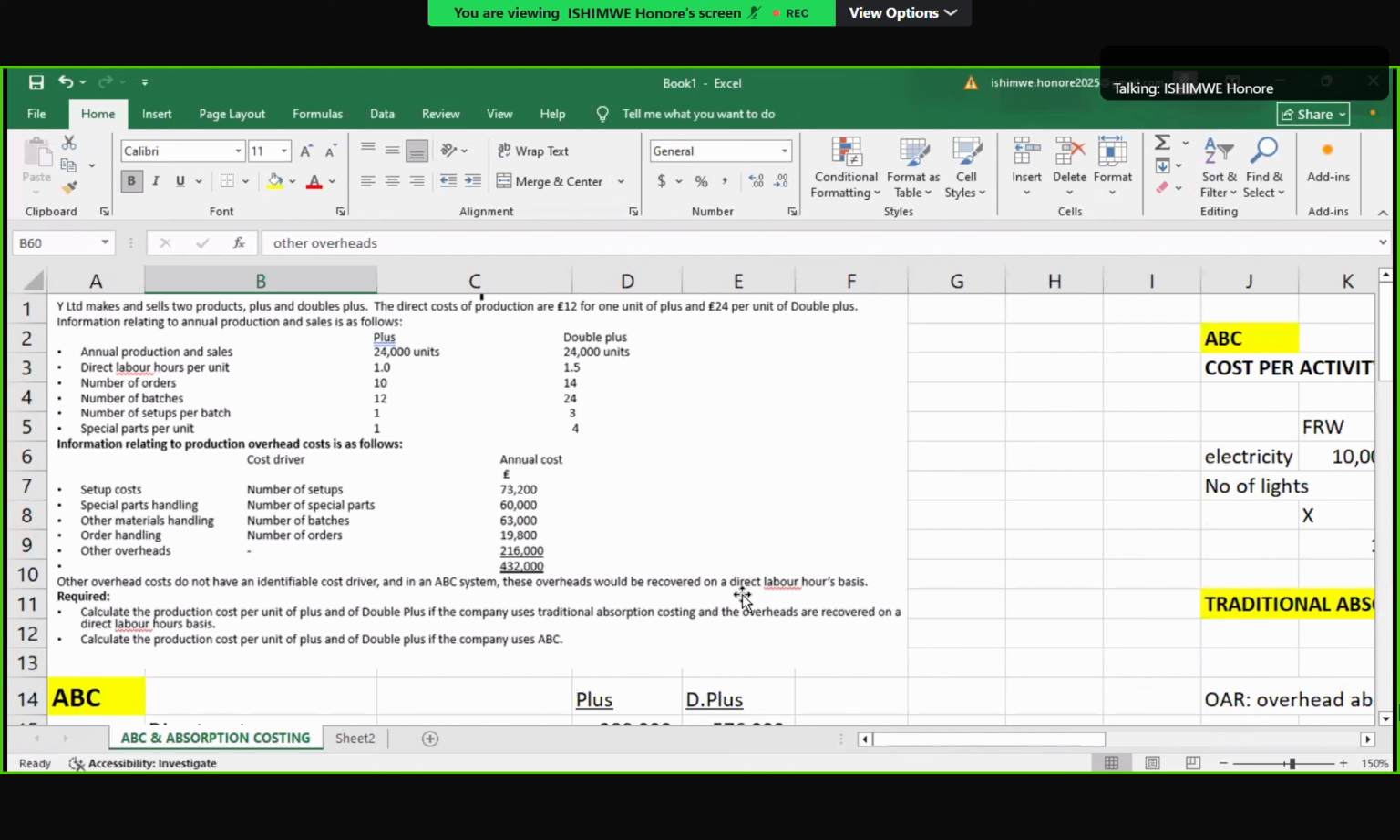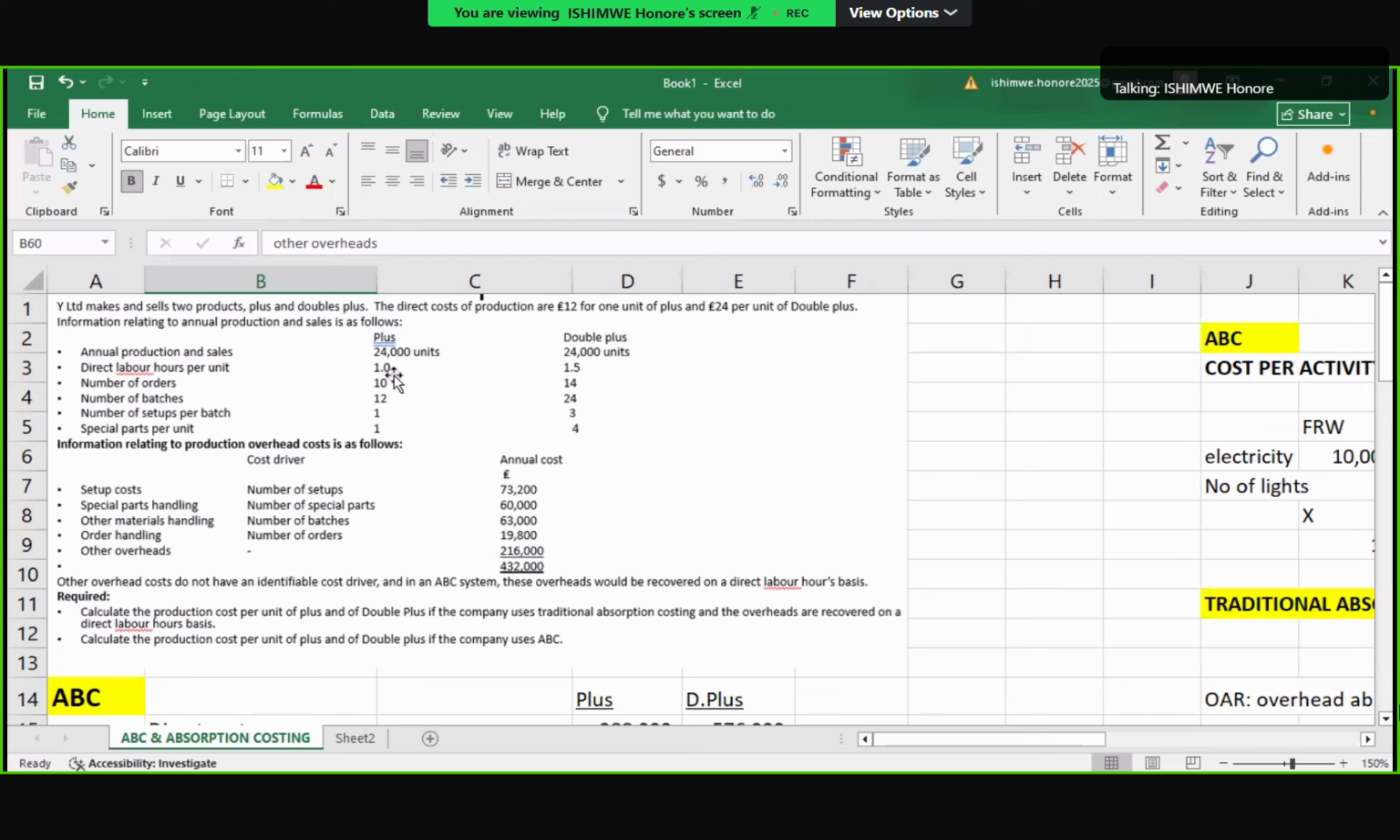Do we have direct labor hours? That's what you ask yourself. You see, we have direct labor hour per unit, that is 1 and 1.5. It is per unit, and remember, this overhead is annual. It is for the whole production, for all of what we produce in general. So if I have per unit, I need to ask myself for direct labor hours only, not per unit.